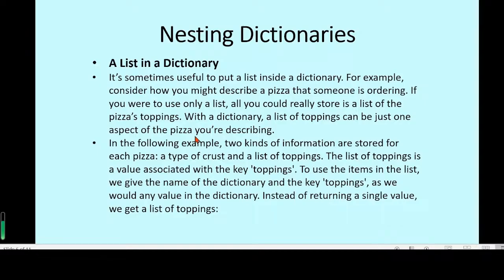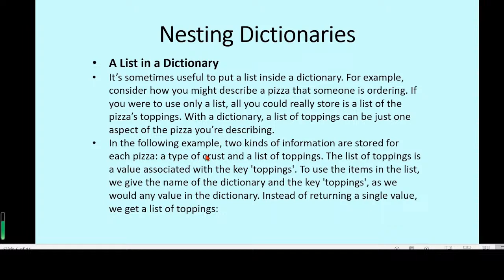So next, let's look at a list in a dictionary. It is sometimes useful to put a list inside a dictionary. For example, consider how you might describe a pizza that someone is ordering. If you were to use only a list, all you could really store is a list of the pizza's toppings. With a dictionary, a list of toppings can be just one aspect of the pizza you are describing.